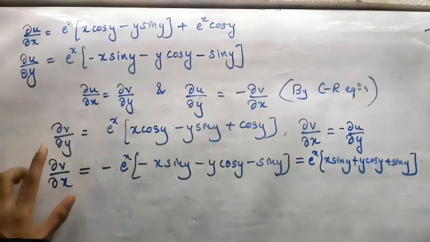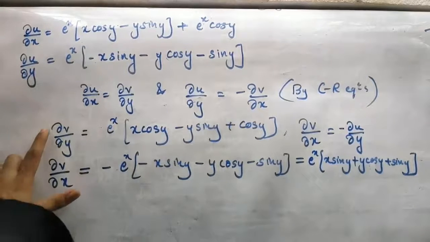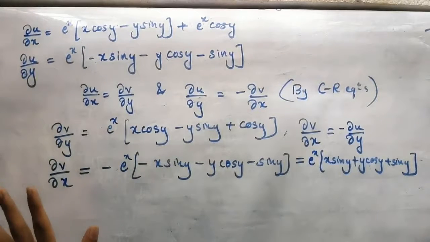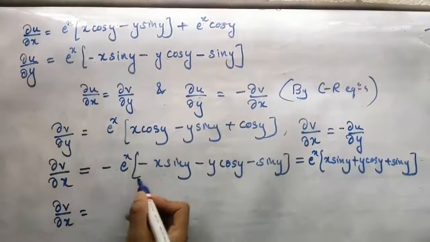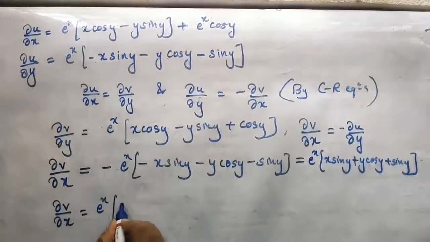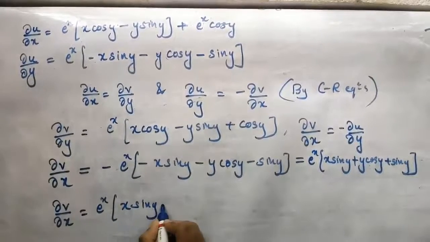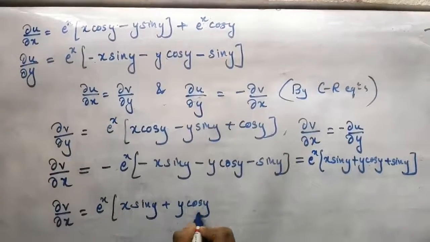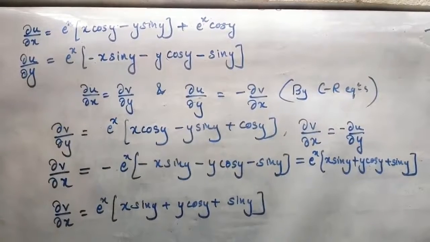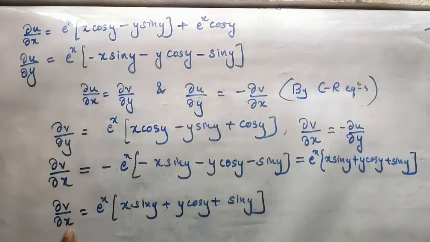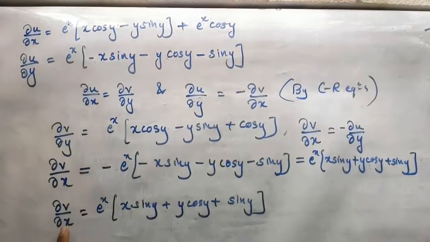So here what you will do is consider ∂v/∂x first. What is ∂v/∂x? You have got it to be e to the power x (x sin y plus y cos y) plus sin y. Let us write it once again. What is ∂v/∂x actually? It is the partial derivative of v with respect to x alone, treating y constant.